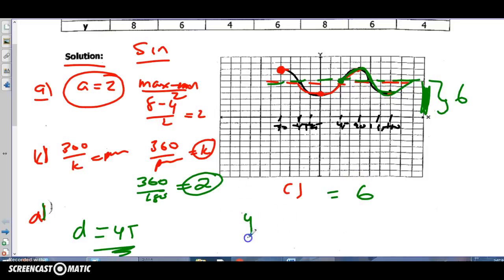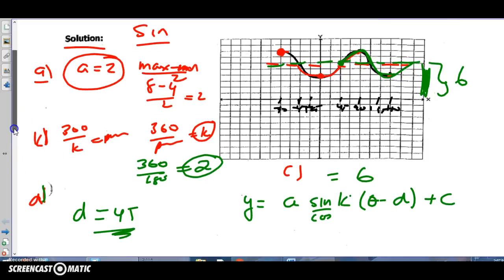Normally, or sorry, the general equation of a trigonometric function that has been transformed or translated is this: A, K, D, C, and then usually we have sine or cos here, and then we have K, and then it's theta minus D plus C. So A times sine or cos, K bracket theta minus D, remember the bracket, plus all C, all plus C. So let's look at this and sub right in. And that is going to be just from what we found here.